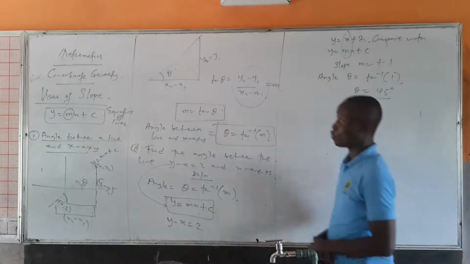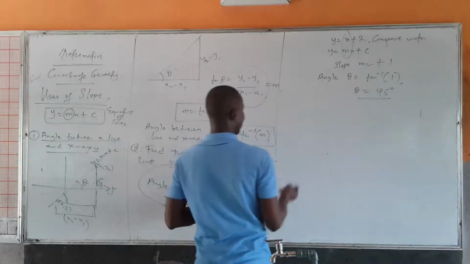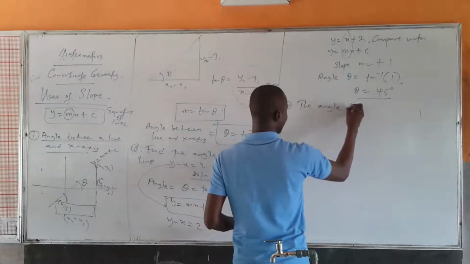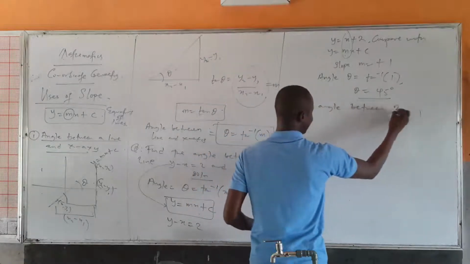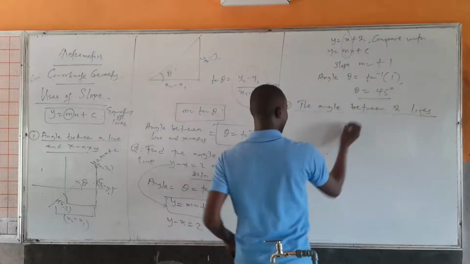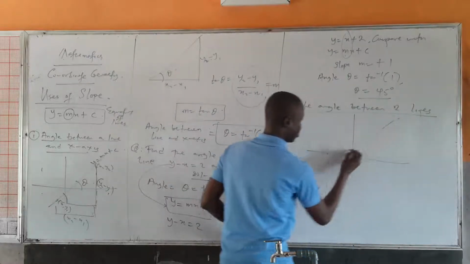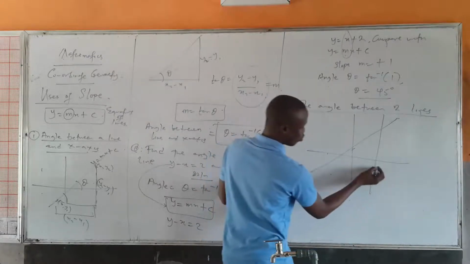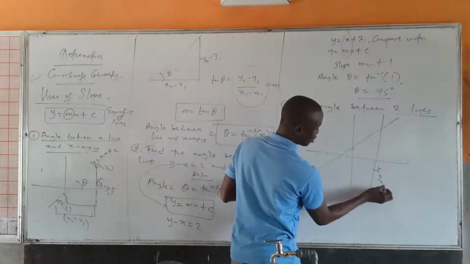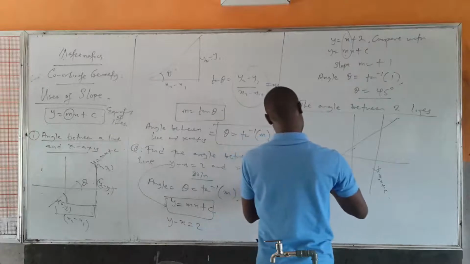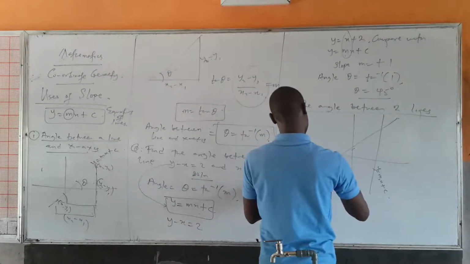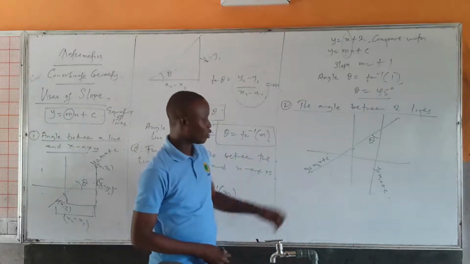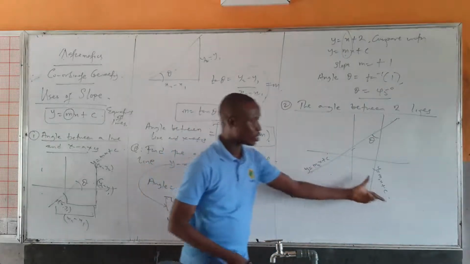Another application of the slope, which is very, very important, is in calculating the angle between two lines. The angle between two lines. If you have two lines in your coordinate geometry system, you have a line which is y equal to m1x plus c, and you have another line y equal to m2x plus c. You can find the angle between the two lines by using the slope m1 and the slope m2.